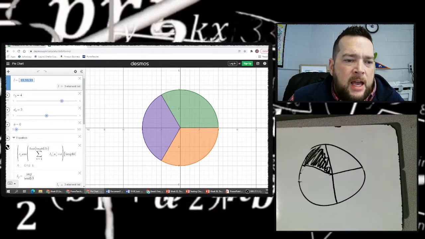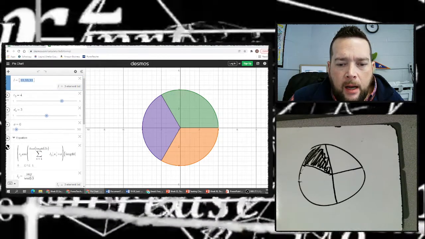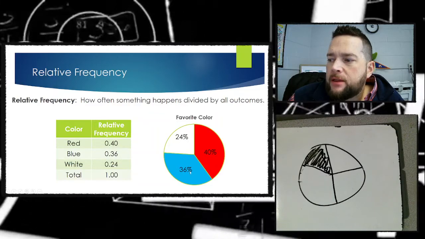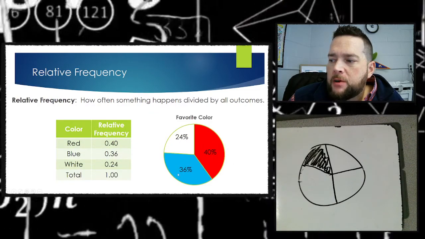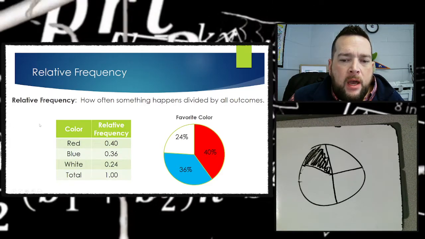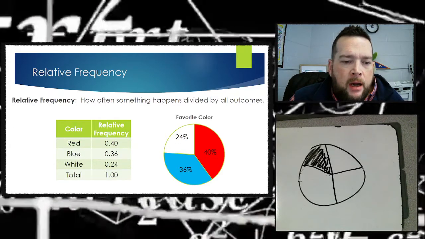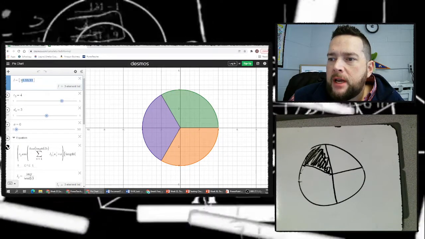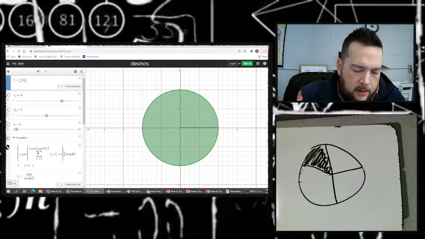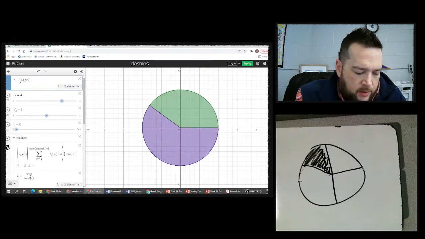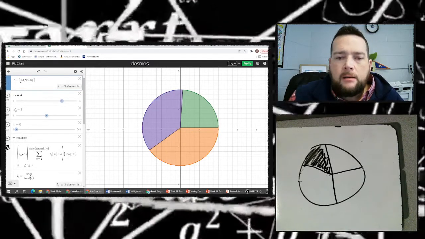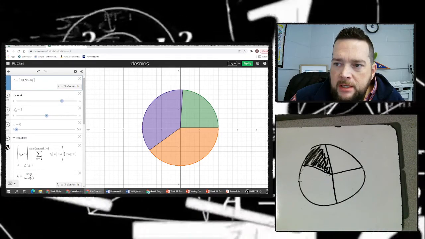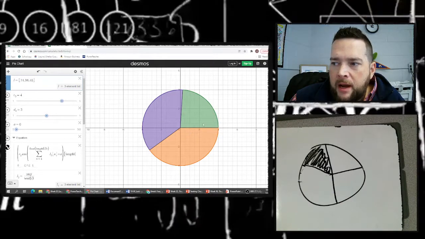So in the example that we had a while ago, 40% were red, 36% were blue, and 24% were white. We can make this same pie chart using Desmos. If I make a pie chart out of that, I could put those numbers inside that little bracket right there, and it would make me a pie chart over here.